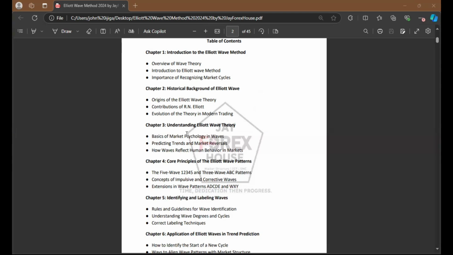Okay, so we go into the core principles of Elliott wave patterns and how you can identify them, how you can label them on your own chart, and the correct labeling techniques. So Elliott wave basically has different counting, numbering, let's put it like that, because it's a concept that deals with a lot of numbers. So when you have things like this, and you have this like 1, 2, 3, 4, 5.